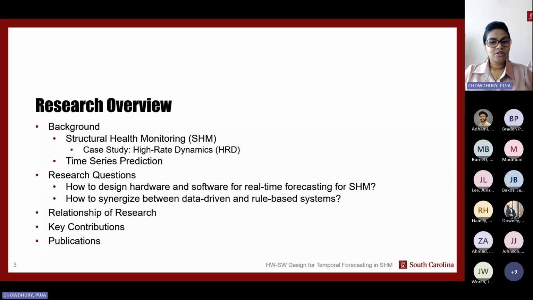Let's start with the research overview first, which includes the background of structural health monitoring and time series prediction. In case of structural health monitoring, I will discuss a case study named high rate dynamics. The next is the motivation of this research, which has two questions. First, how to design hardware and software for real-time forecasting for structural health monitoring. The second, how to synergize between data-driven and rule-based systems. Next, the relationship of these research questions in detail, key contributions, and publications.